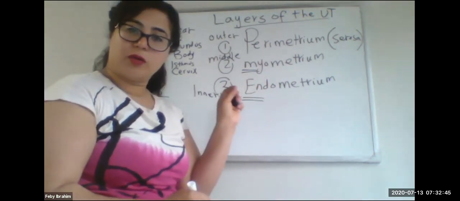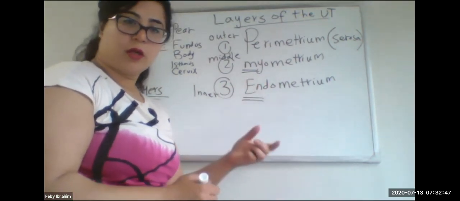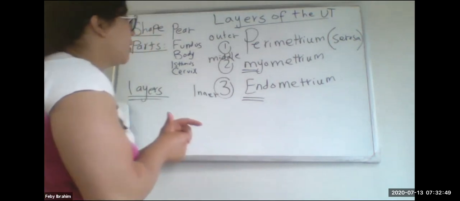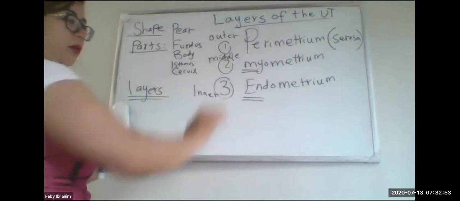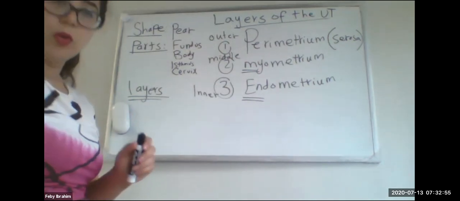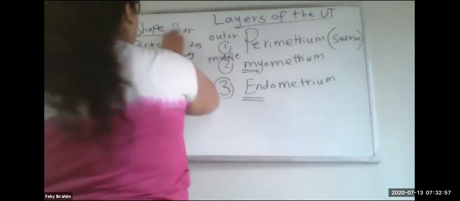Let's talk in more detail about each layer of the uterus, one by one. So number one, it will be the perimetrium or serosa.